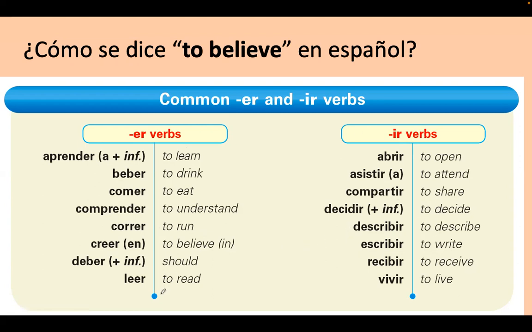Now, there are some things here that say a and then infinitive. So that means that with this verb, if you want to say I learned to cook, you have to say a, and then a cocinar. Yes, cocinar. That's the reason why it appears that.